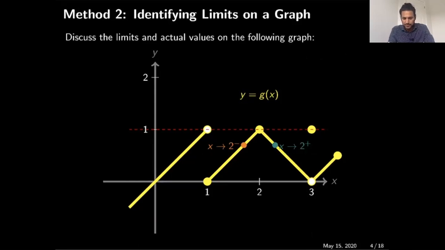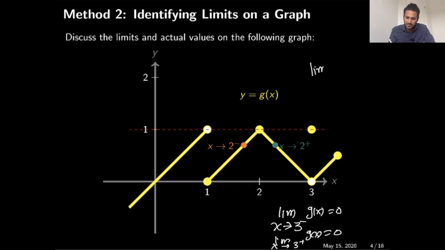Let's look at 3. When I'm approaching 3 from the left or from the right, my y value is always approaching 0. So in this situation, the limit as x approaches 3 from the left of the function g(x) is equal to 0, and the limit as x approaches 3 from the right of g(x) is equal to 0. Since the left limit and right limit are the same, the limit as x approaches 3 of the function g(x) is equal to 0.